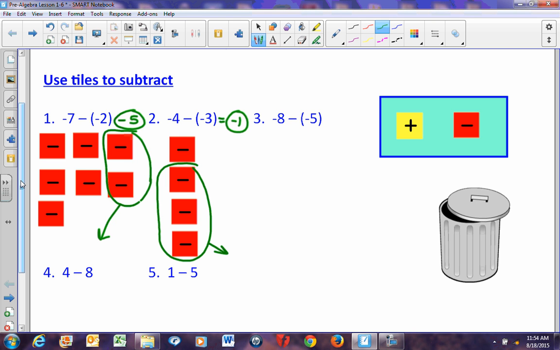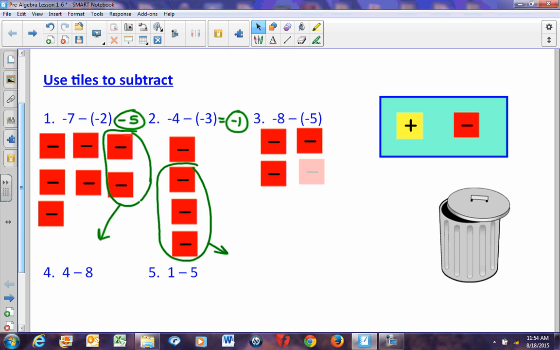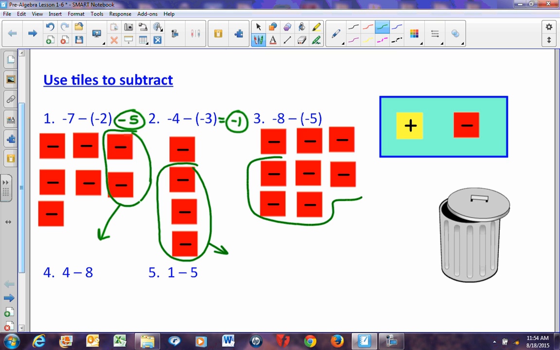Problem number 3 here, it says take -8 tiles. So start off with -8 negative tiles. 1, 2, 3, 4, 5, 6, 7, 8. And take away 5 of them. Okay, so I'm going to take away 5 of those negative tiles. 1, 2, 3, 4, 5, those go away, and I'm left with 3 negative tiles left. Okay. Now, if we look closely at this, we might start to see a pattern here. Let's look at 2 more problems, and then we'll see if we can figure out the rule for subtracting integers.